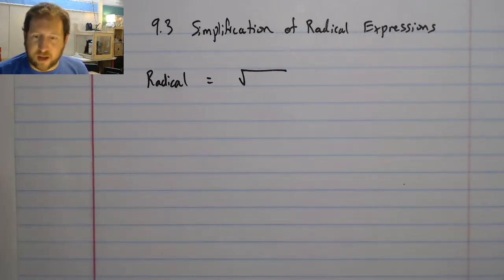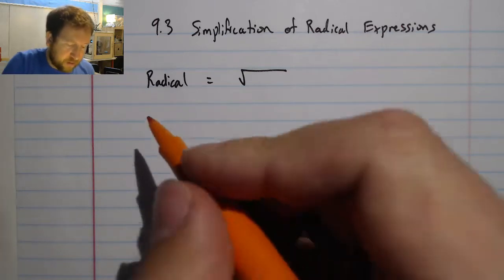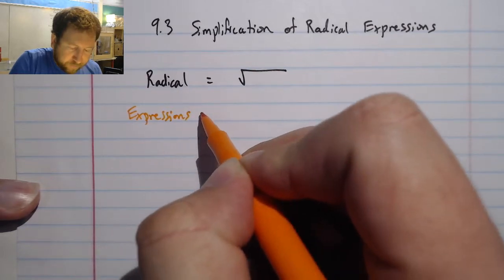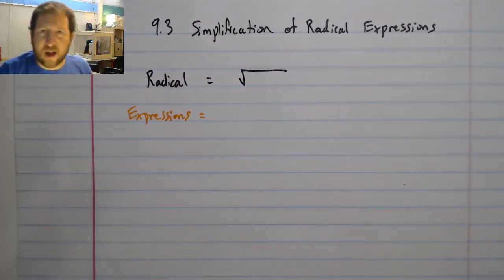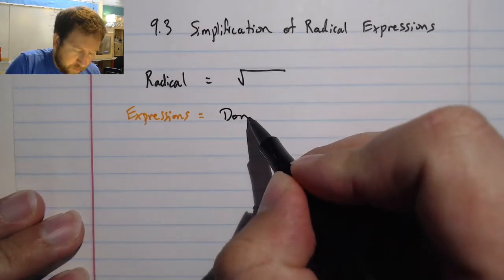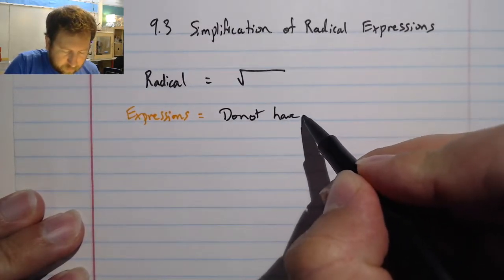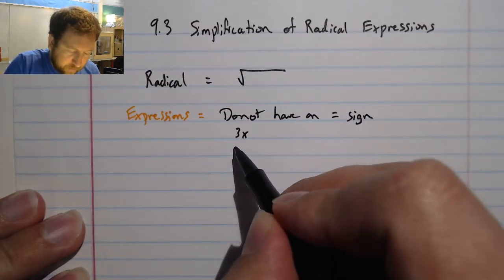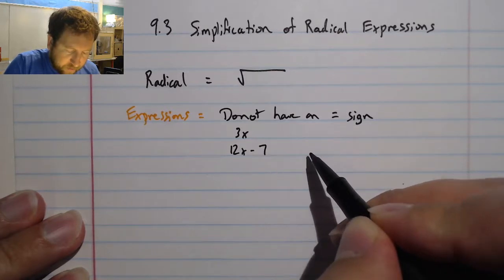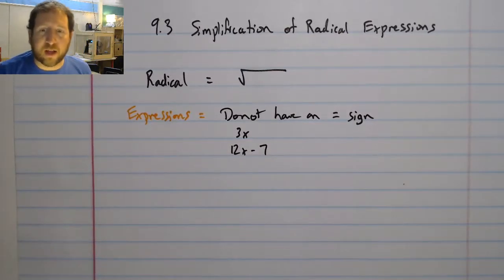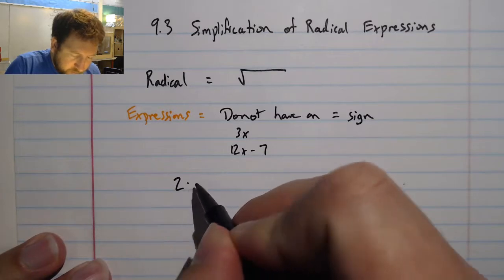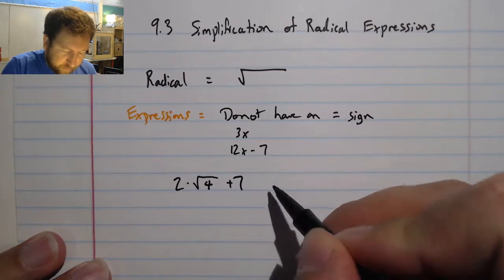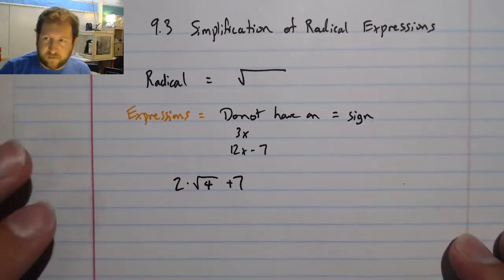And what we're going to be looking at is how to simplify some expressions. Now recall again that expressions do not have an equal sign. They're things like 3x or 12x minus 7. Or in this case, the one that we're going to be looking at in the beginning, we're going to have 2 times the square root of 4 plus 7. And the question is, how do we simplify that?